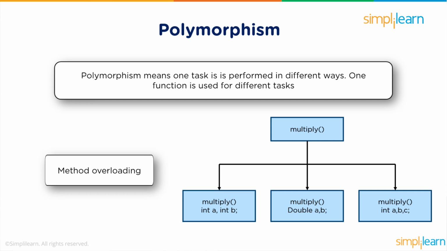In method overloading, there is a function multi that multiplies the variables inside it. So we can use different methods with the same name, but we have to use different arguments. In this example, the first method has integer a and integer b as arguments. The second method has double data type a and b variables. And the third method has 3 variables as arguments.